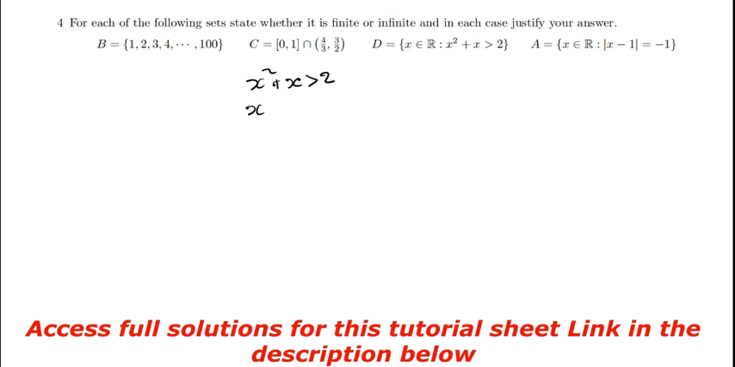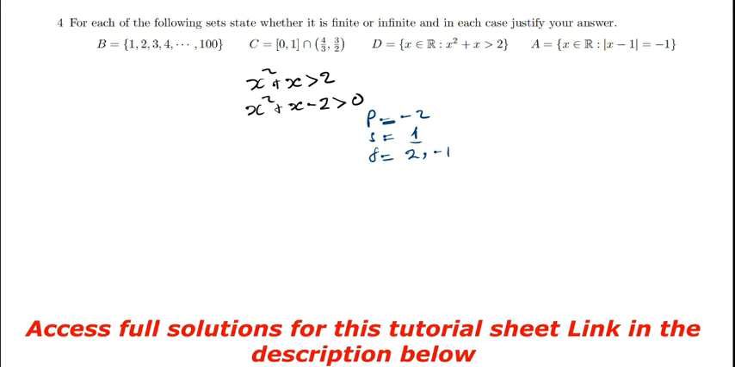So if we rearrange this, we're going to have x squared plus x minus 2 is greater than 0. Now this is a quadratic, so we can solve this as a quadratic. So we have product, sum, and factors. Product is negative 2. Sum is going to be 1. So what are the factors? Two numbers that we can multiply to get negative 2 and add to get 1. That is going to be 2 and negative 1.